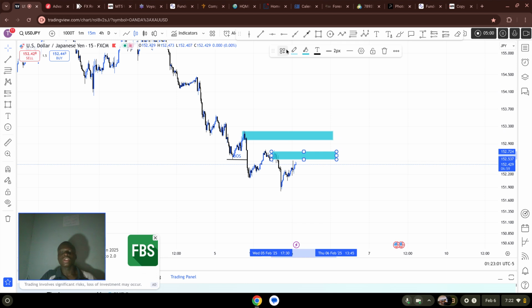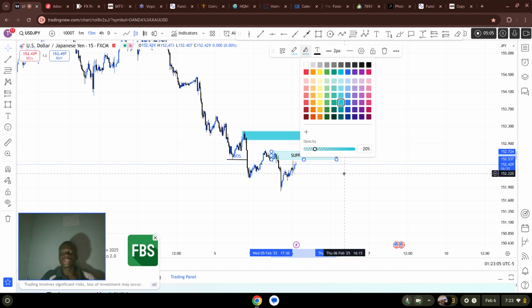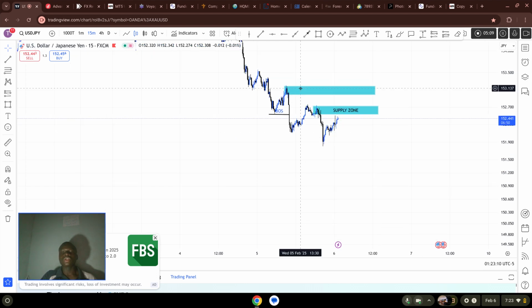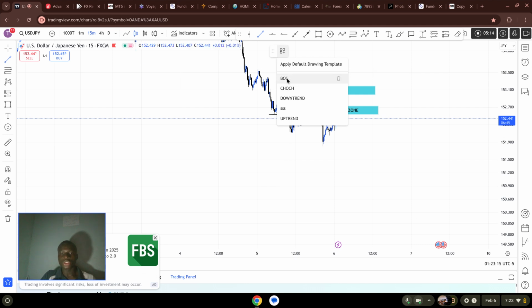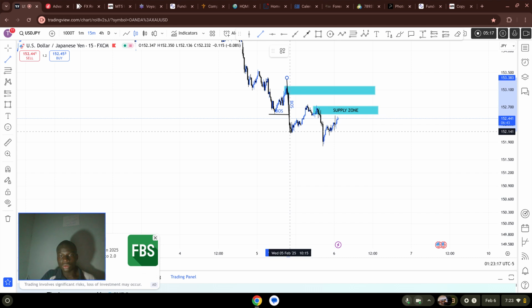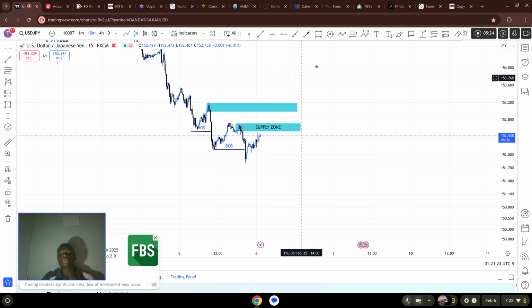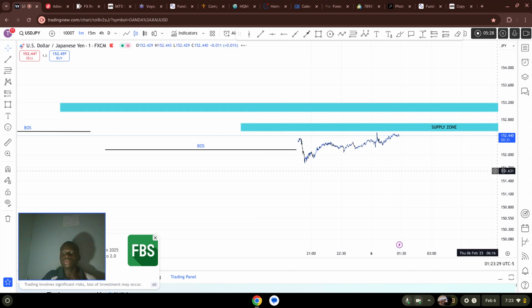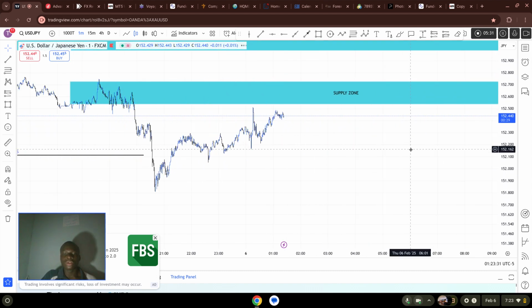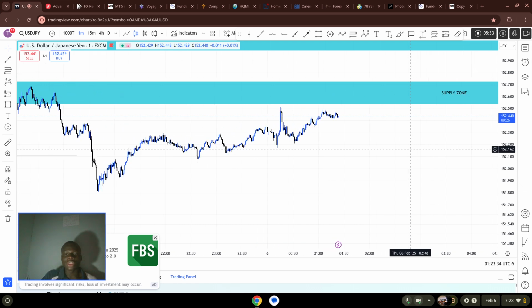From this supply zone, we can try to capitalize again. We are at a big structure here, a bigger structure. So we participate by taking an entry from this point here.